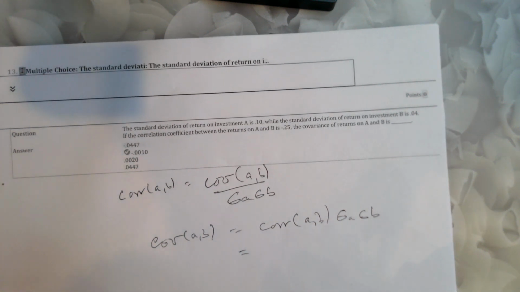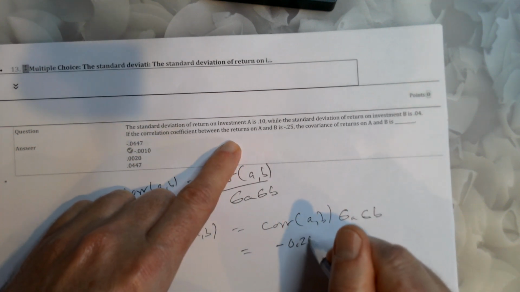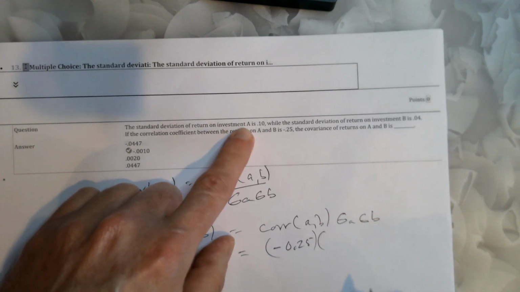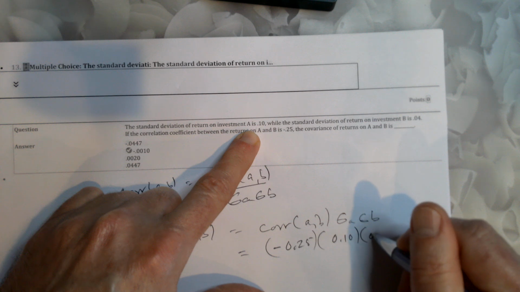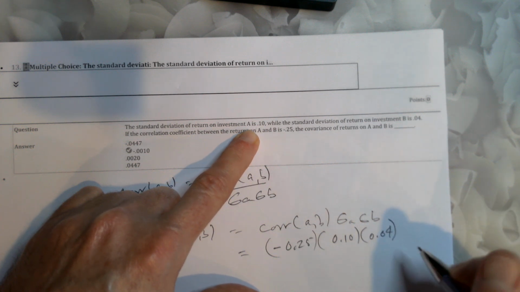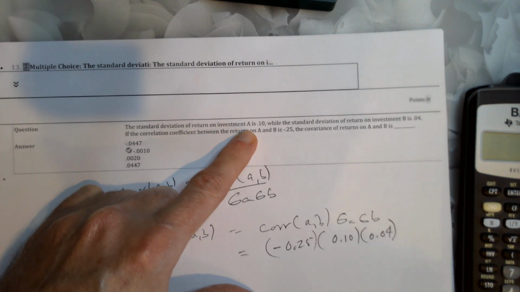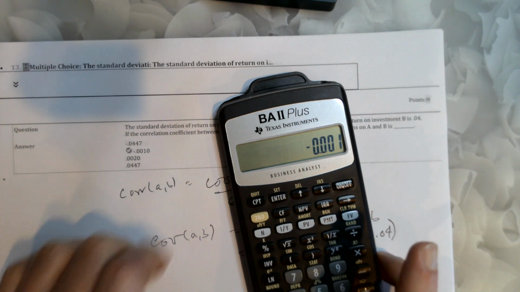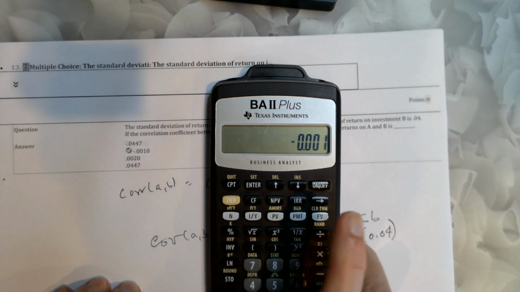Correlation of A with B is minus 0.25. Standard deviation of A is 0.10. Standard deviation of B is 0.04. And so I'm just going to get my calculator here and say 0.25 negative multiplied by 0.1 times 0.04 equals. I'm getting minus 0.001, which is the correct answer.